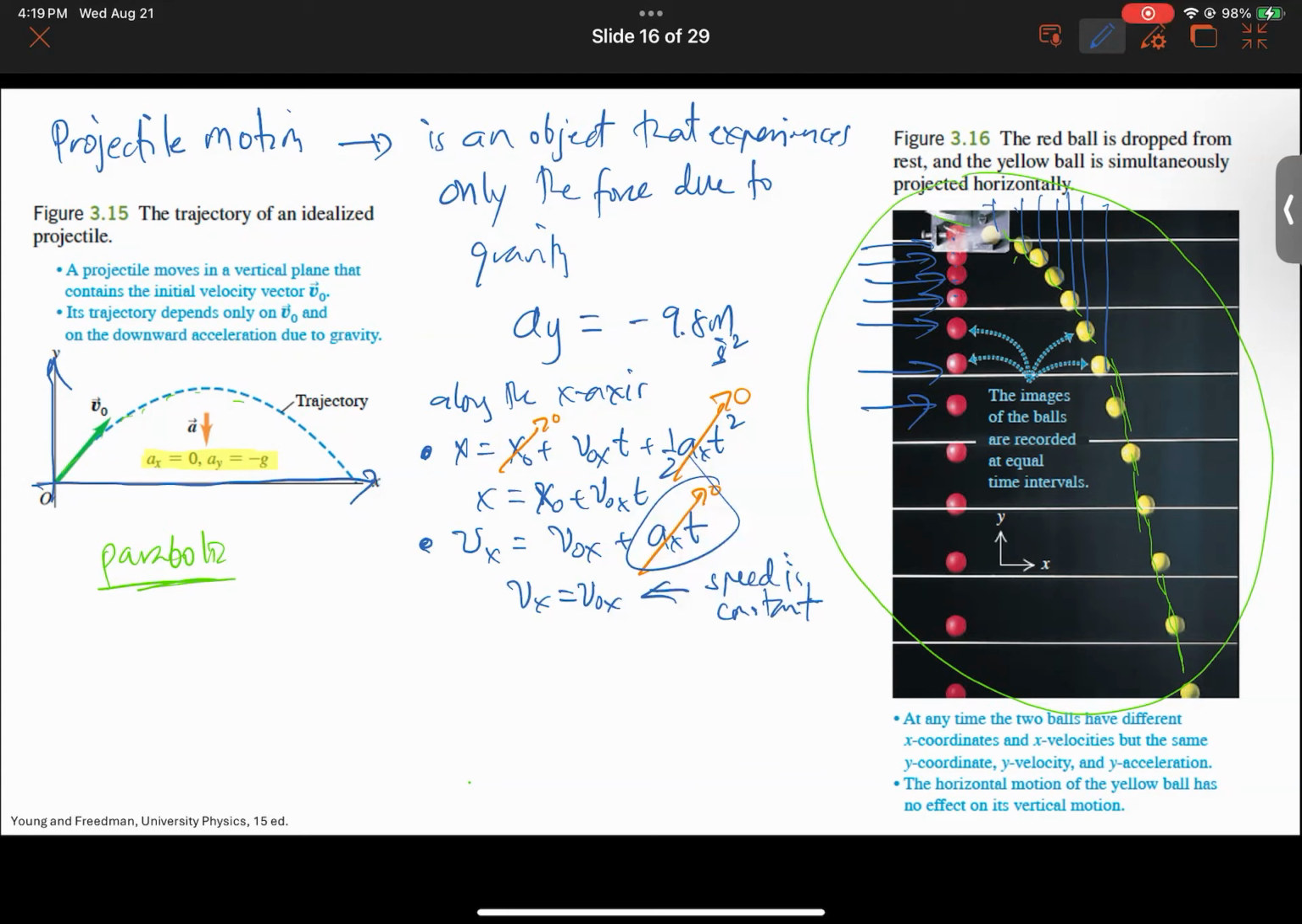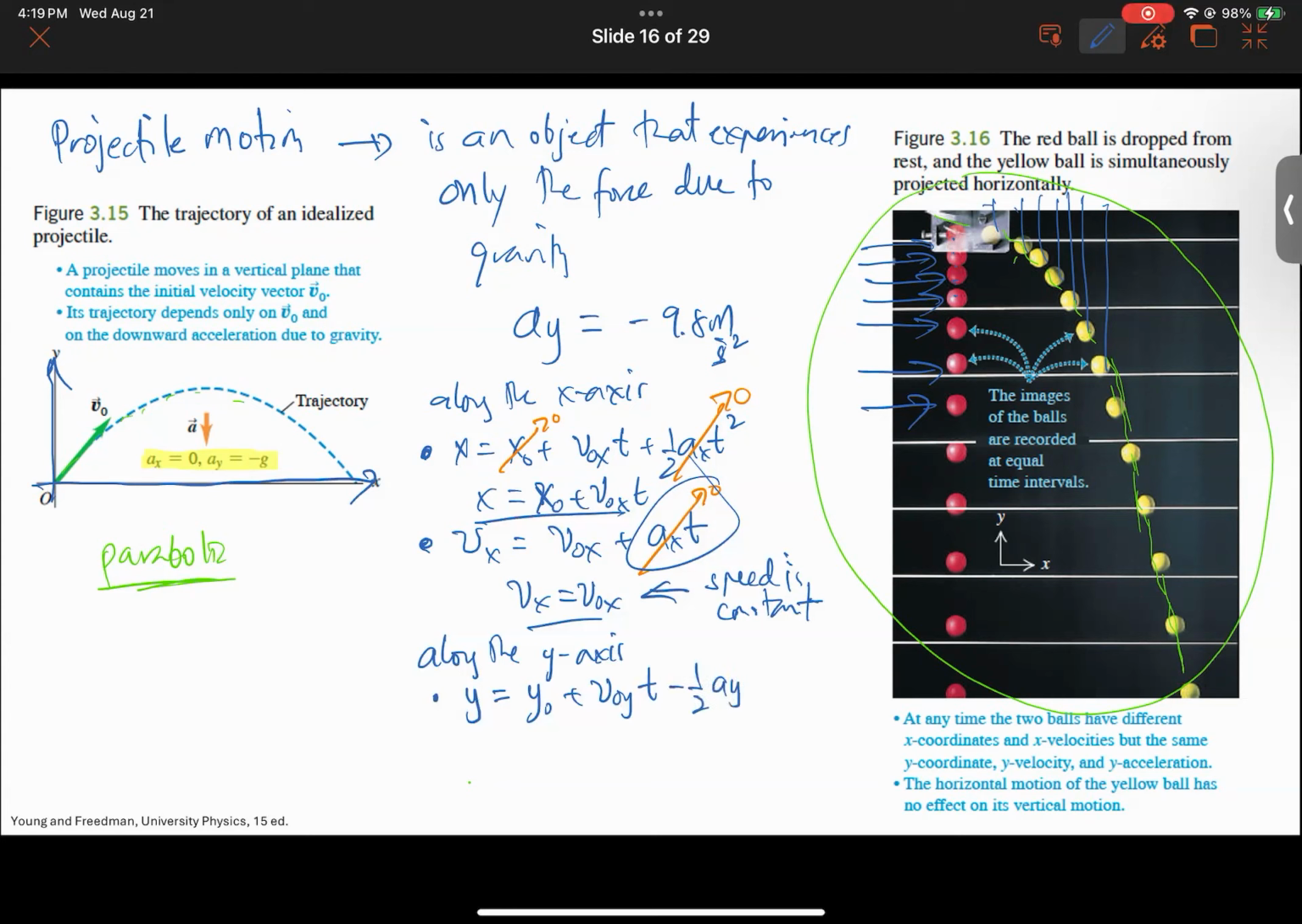Okay, now along the y-axis, meron pang dalawang equations, no? Pero if you apply yung concepts ng acceleration dun sa dalawang equations, you'll end up with these two equations anyway. Okay. So now along the y-axis, we have y is equal to y naught plus v naught y t. Okay. And then papalitan natin yung ay ng negative g.